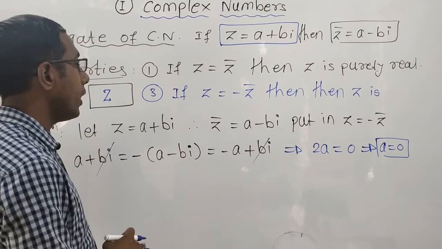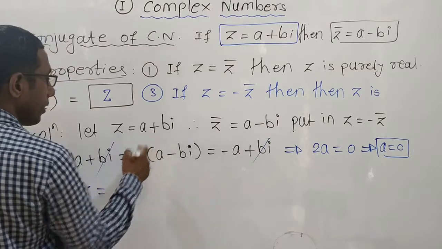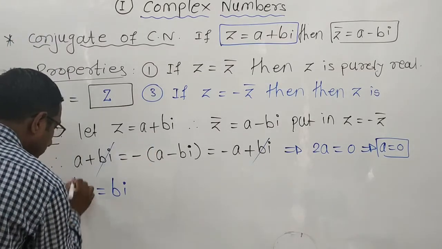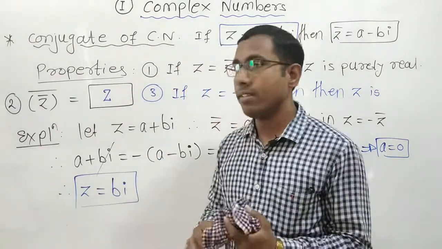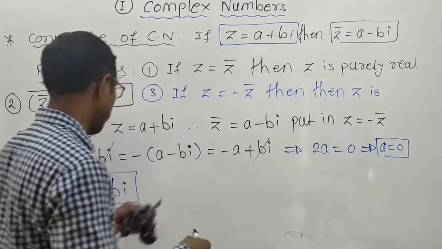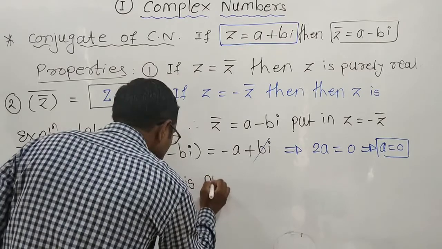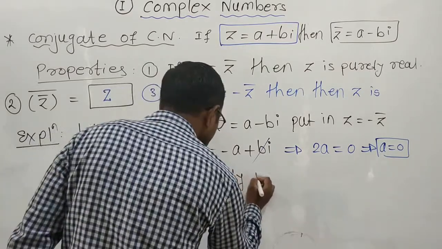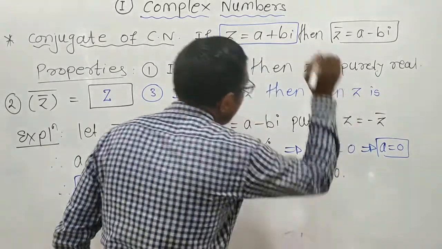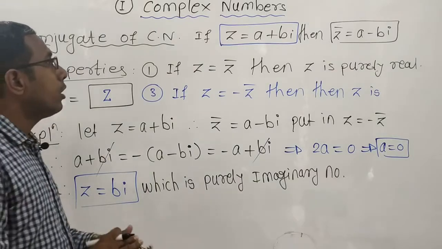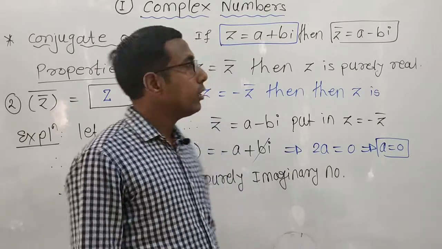So if a is equal to 0, therefore z is equal to bi, and z is equal to bi, such a type of number is called a purely imaginary number. Clear? So we have seen these three properties, or three remarkable things, on the same concept.